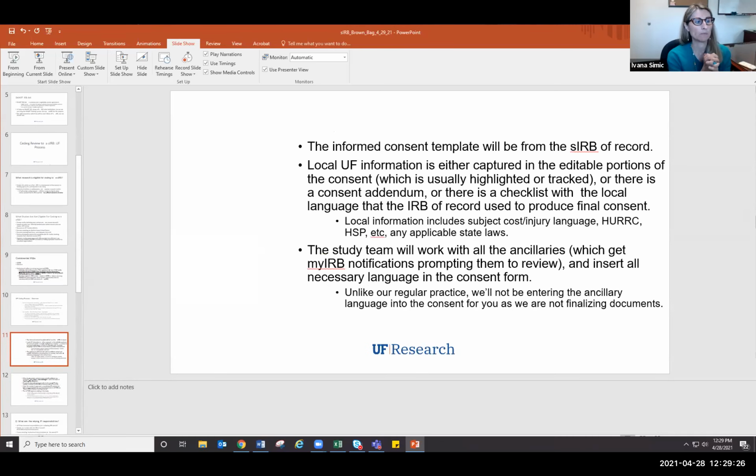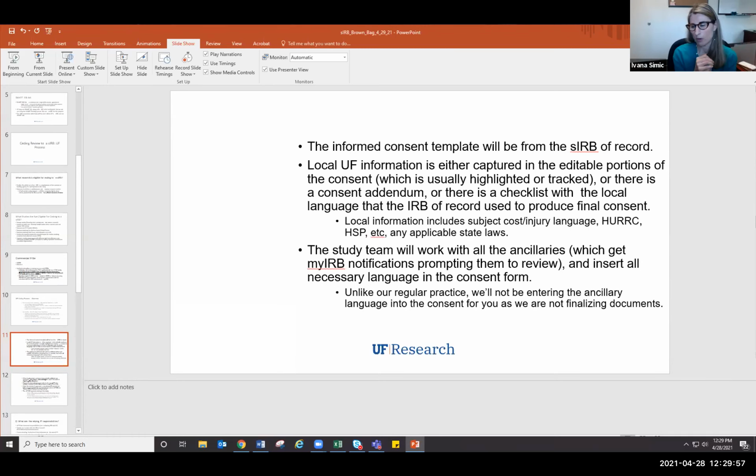All right. Along with these documents, you will also be submitting the informed consent template that comes from the IRB of record. These consents come in a couple flavors. The most common flavor is that you get a consent, and then highlighted are the sections where we can update the local context information. Study teams update the local PI's contact information, subject cost and injury language, if there's radiation, PERC language, and other ancillary language that would go into the consent.